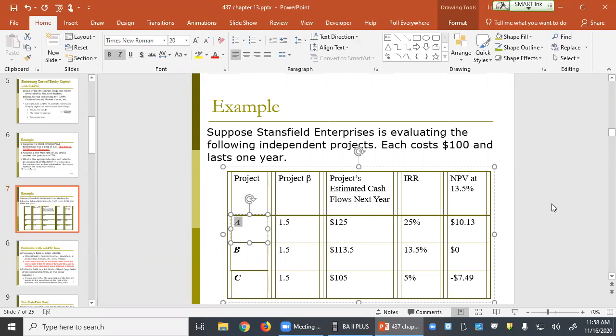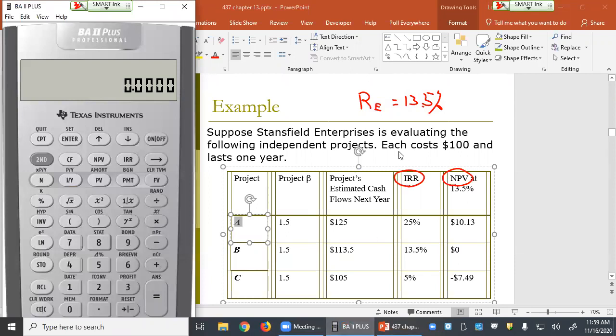So our calculation based on CAPM has given us a cost of equity that is 13.5%. So we're going to use that as our required return to calculate the net present value and IRR. I'm only going to do this for project A. Here we're told that each project costs $100. So this is our cash flow 0, and it's a cost, so it's a cash outflow. And those are the cash flow 1 here.